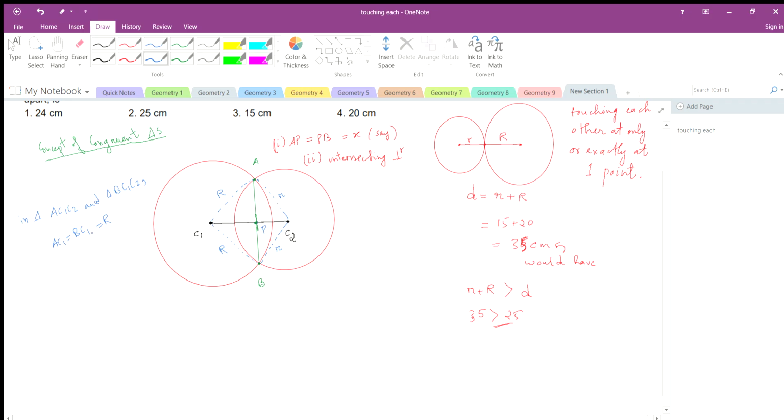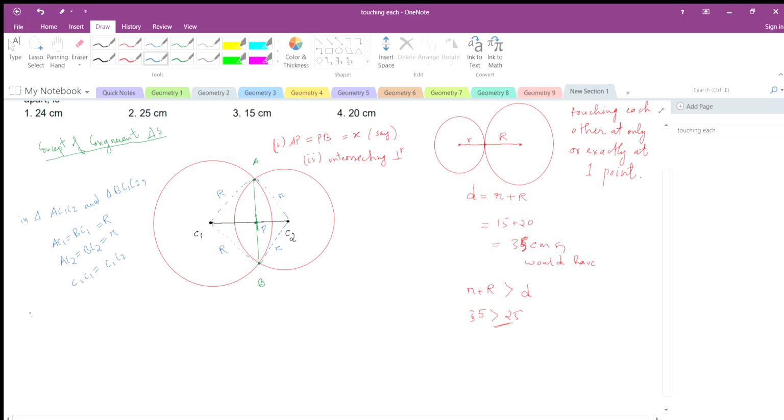Radii of the same circle. Similarly, AC2 is equal to BC2 is equal to small r, radii of the same circle again. I mean the smaller circle. And C1C2 is equal to C1C2, the common side of the two triangles. So three sides are equal, right? The three sides of one triangle are equal to the three corresponding sides of another triangle. That means the two triangles are congruent.